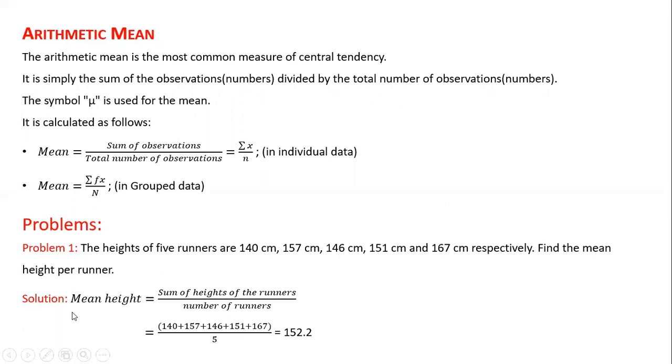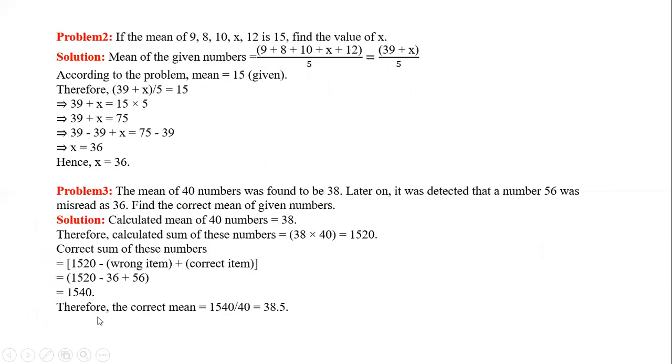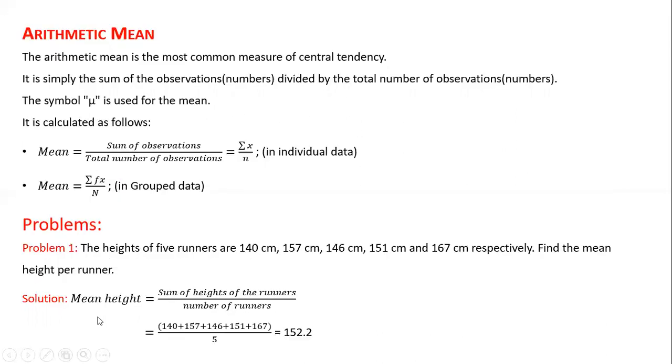Now we'll see the problems on this one. Here are given the heights of 5 runners. Their heights are 140, 157, 146, 151, and 167 respectively. Now find the mean of the heights. So the mean height is equal to the sum of the heights of the runners by the total number of runners. Adding 140 plus 157 plus 146, 151, and 167, divided by 5, 152.2 is the mean of the 5 runners.